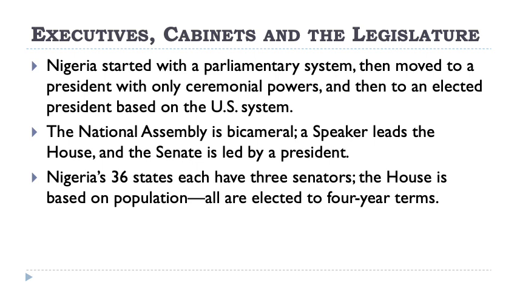Nigeria started with the parliamentary system that was modeled on their colonizers, the British. Then they moved to a president with only ceremonial powers, and then we moved to a more full-on presidential regime like the United States has. The National Assembly is bicameral, and a speaker leads the House. The Senate is led by a Senate president. 36 states each have 3 senators. The House is based on population, all elected to 4-year terms.